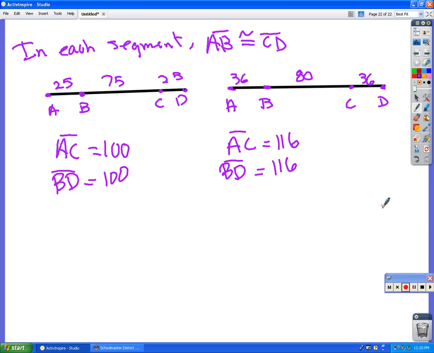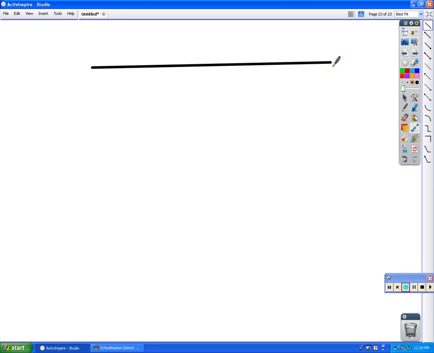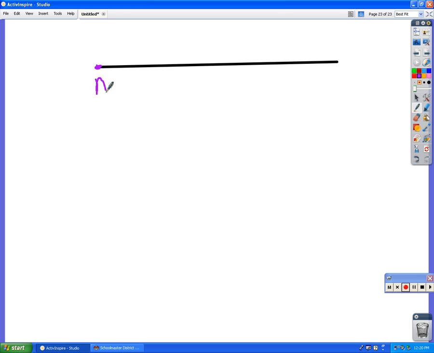AB and CD had to be equal. Right, AB and CD had to be the same. So if I drew another segment like this, and this time I did not put numbers on here, but I said this is A, this is B, this is C, and this is D, and I used our geometric markings to show that AB and CD are the same, what would you say you could conclude about this drawing? Right, once again, you could say that AC is going to be the same as BD.